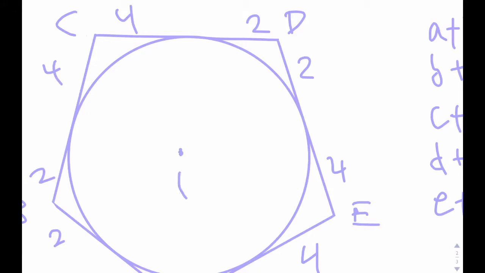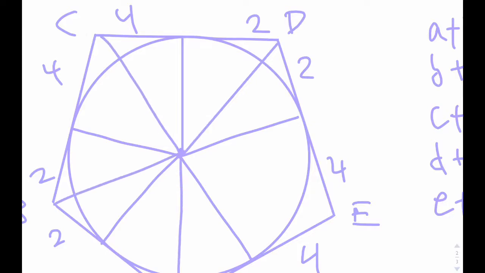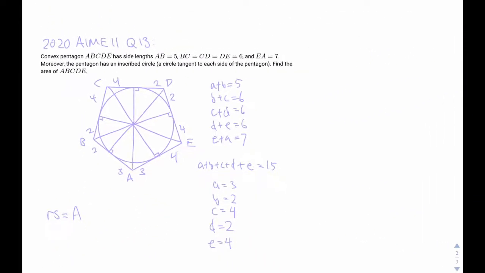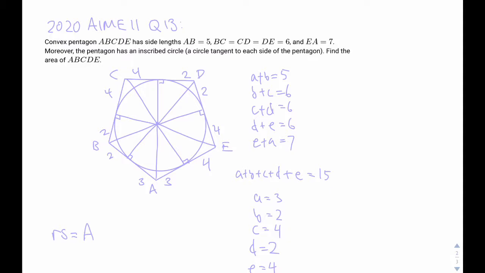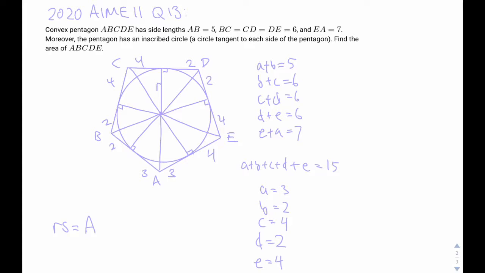So let's label the center of our circle, and let's drop each of the radii. And also connect each of the vertices to our center. And because our circle is tangent to each of the sides, we know that each of these are right angles. So a really natural thing to do is, well, if we're trying to find the radius of our circle, what if we just try to do this in the most brutish way possible?